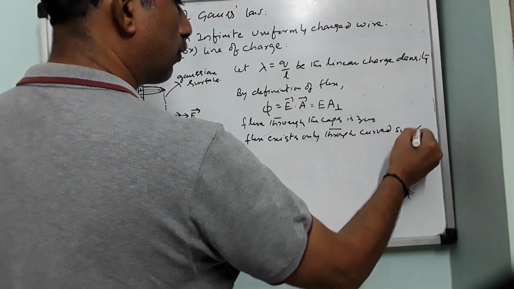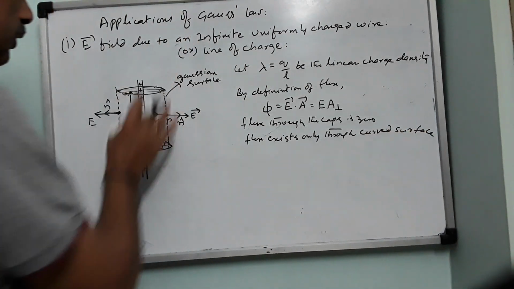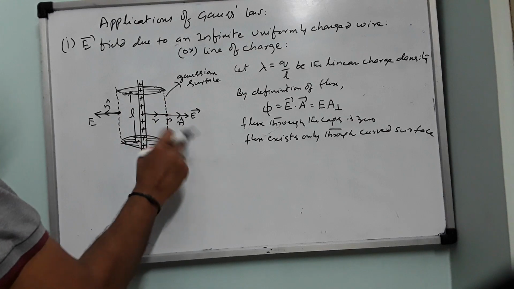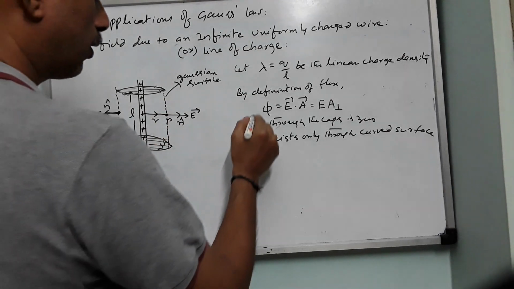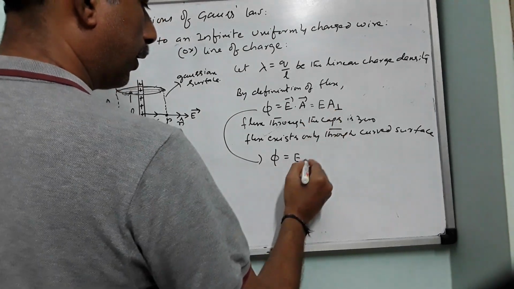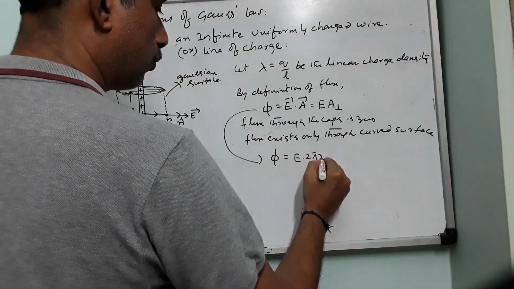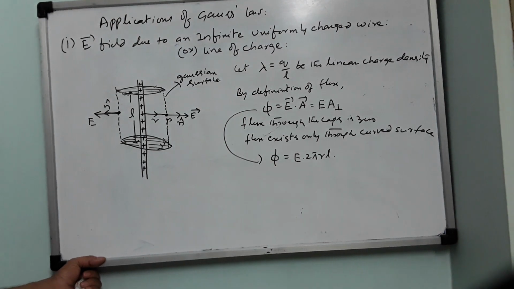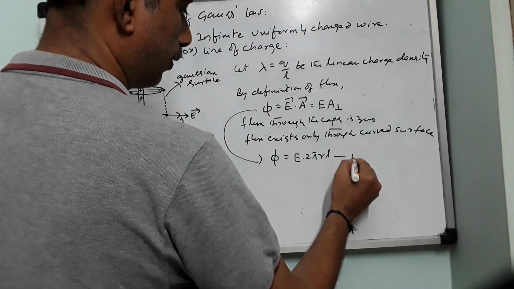Only through the curved surface. So this is a cylinder. The curved surface area will be 2 pi r into L. Therefore, this flux will be calculated as phi equals E into the perpendicular area, which is nothing but 2 pi RL. So this is equation 1.